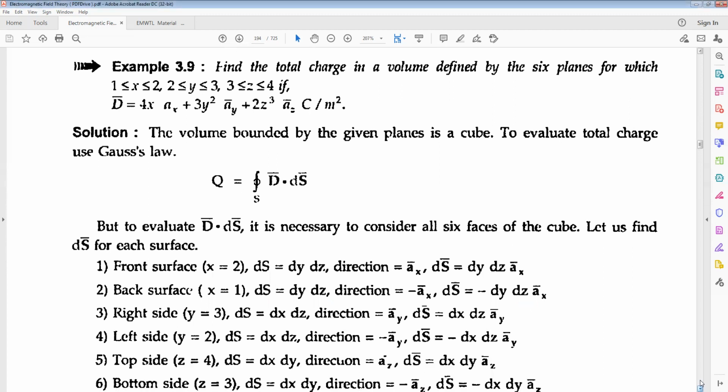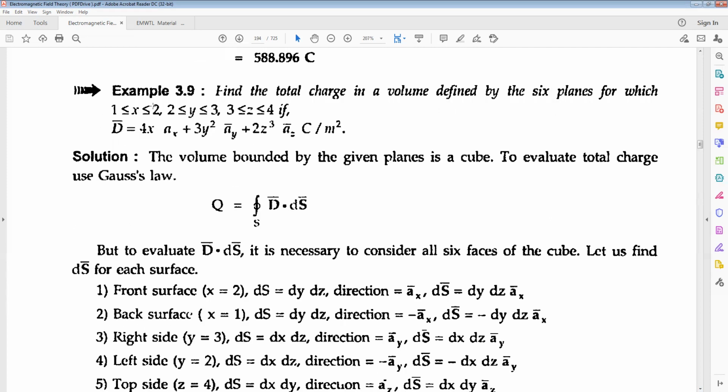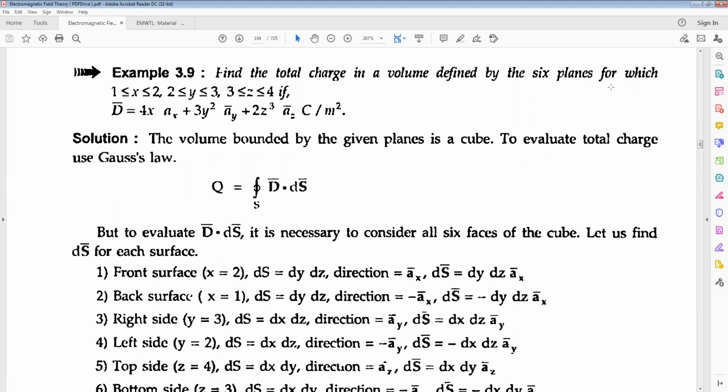And for the z value also, z is equal to 4 and z is equal to 3. Z component along the surface means there is no z component. dS z bar is equal to dx dy, and the bottom means negative direction. By using the front and the back surface, right and the left side, and top and the bottom, by using all the functions, find the total charge in a volume defined by the 6 planes. Calculate, and you can substitute, my dear students.